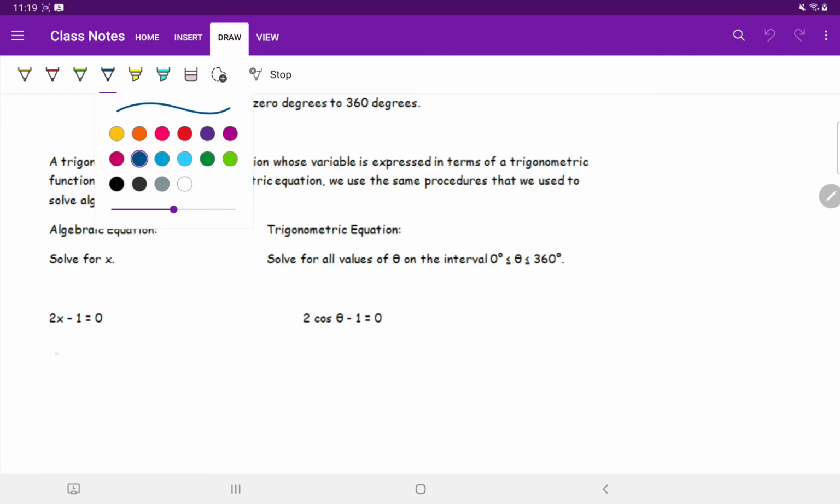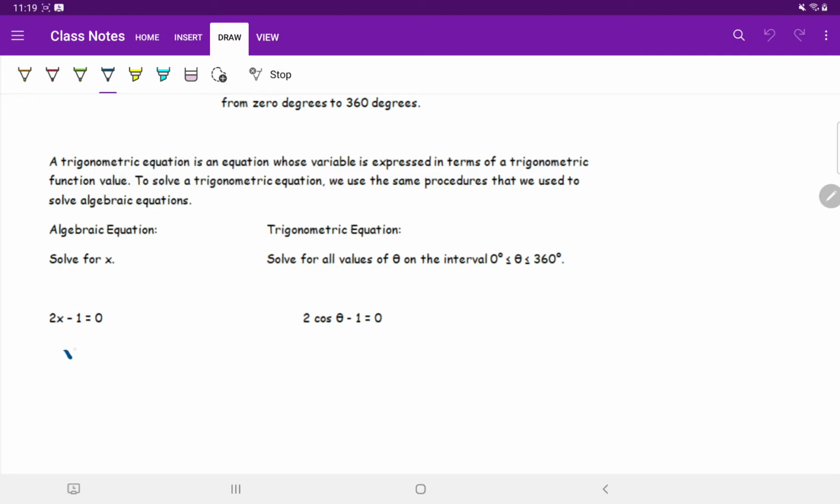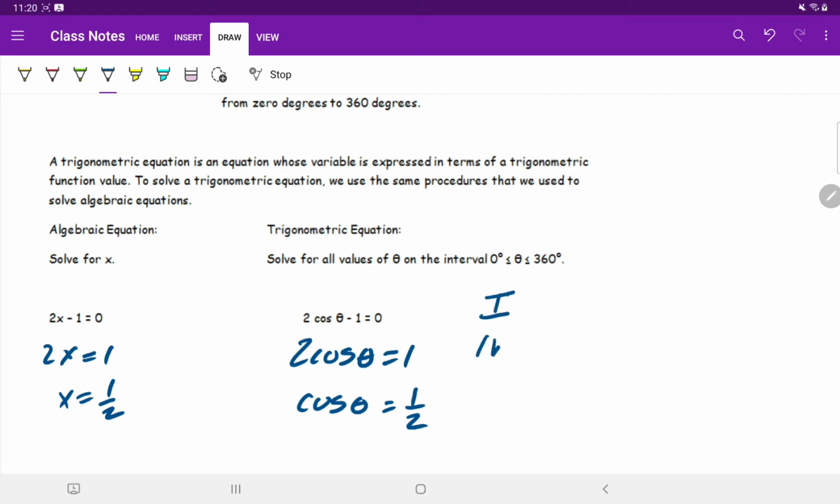Just as I would solve over here, 2x is equal to 1 and then x equals a half. I would do the same thing on this side with the cosine. So this becomes 2 cosine theta equals 1, cosine theta equals 1/2. But we're not done because the extra step is now finding what is going to be a half between 0 and 360. We're going to be in quadrant 1 and in quadrant 4, and we know it's positive, and we know that's a 60.